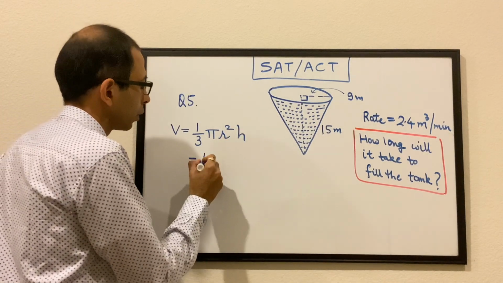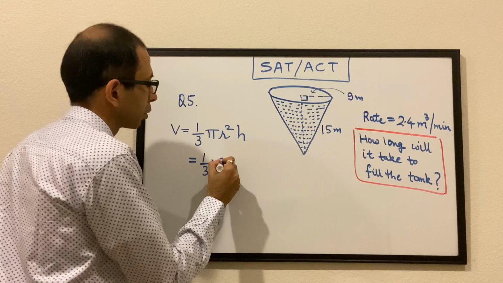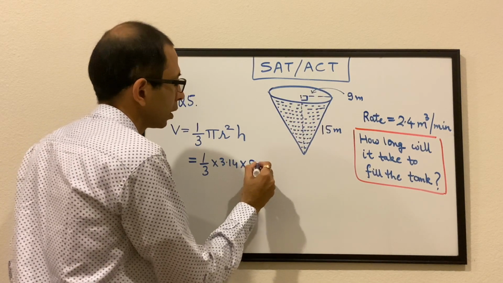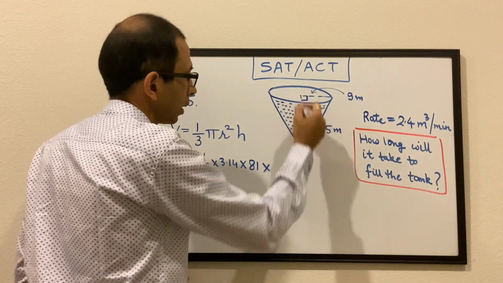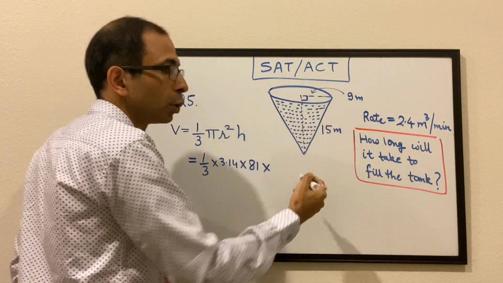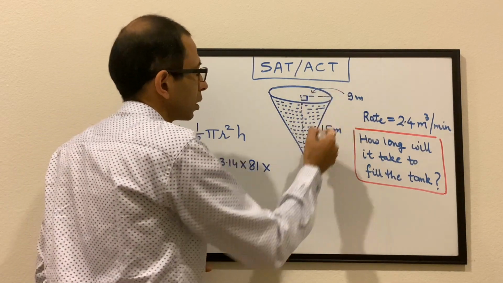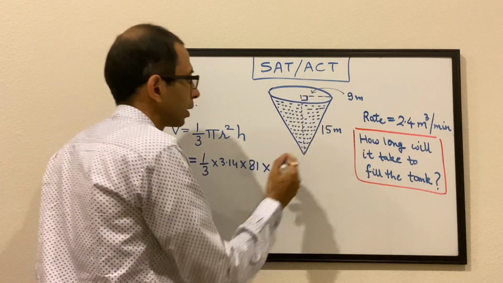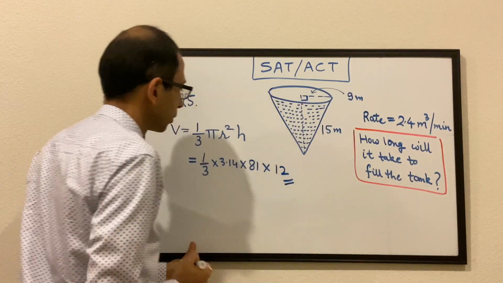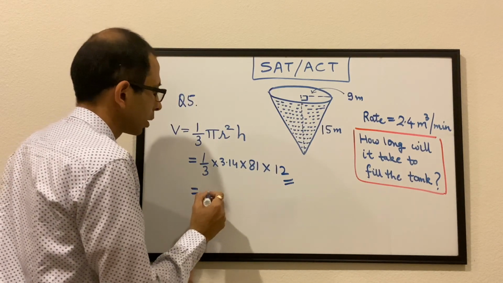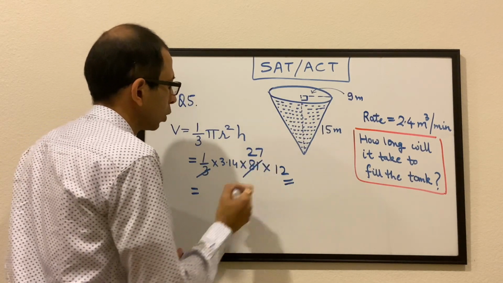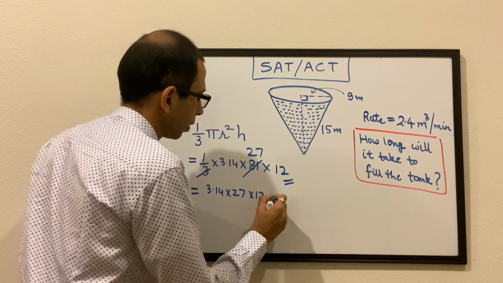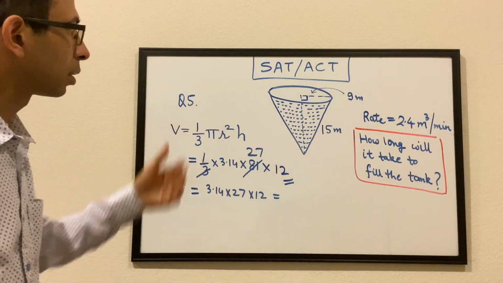You just plug in the values here. 1/3 times 3.14 times r square, which is 81, 9 square is 81, times the height. Now we don't know the height, but obviously we can use the Pythagoras theorem, right? Because this is a right angle triangle, this is 15, this is 9. So using the Pythagoras theorem, we get the height as 12, correct? And you can just simplify it. 3 times 27 is 81. So 3.14 times 27 times 12. So that will be the volume of this tank.